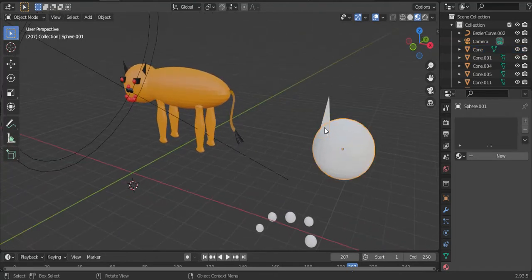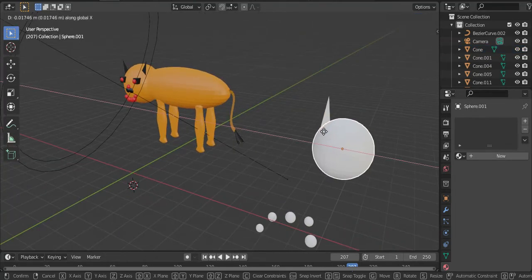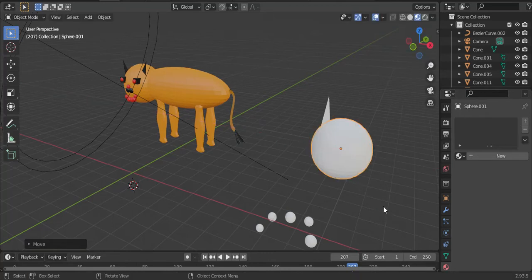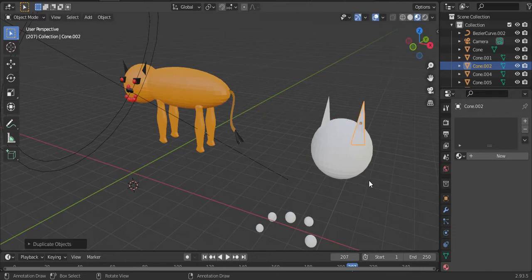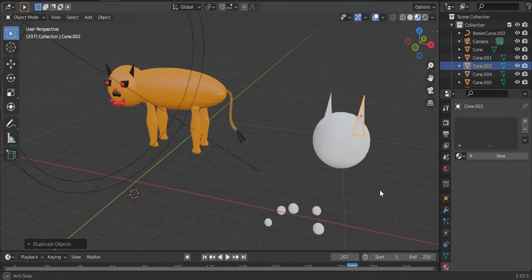Now, to make the other ear, just duplicate this by using Shift D and move it using GX. Now the second ear is built.